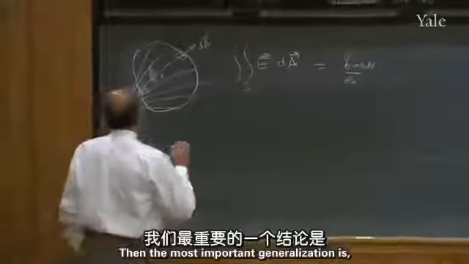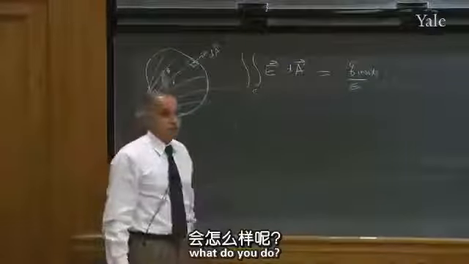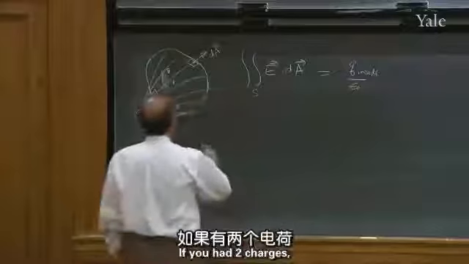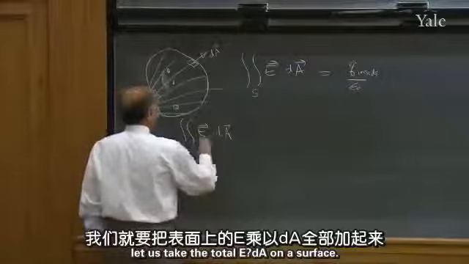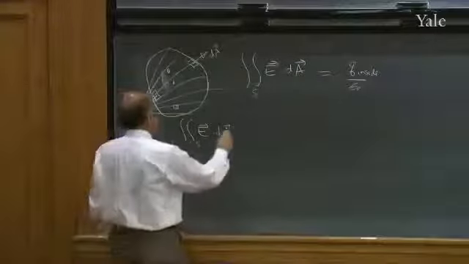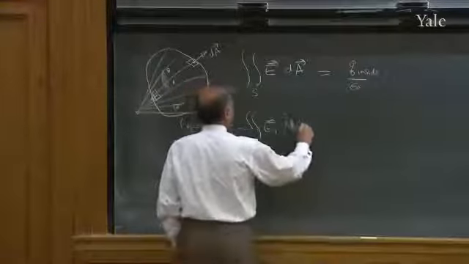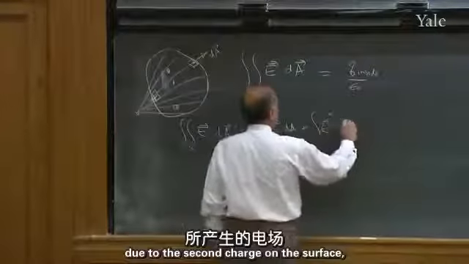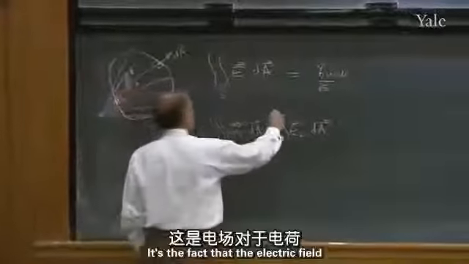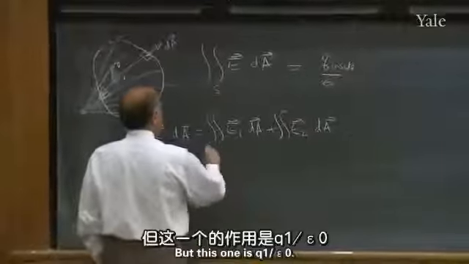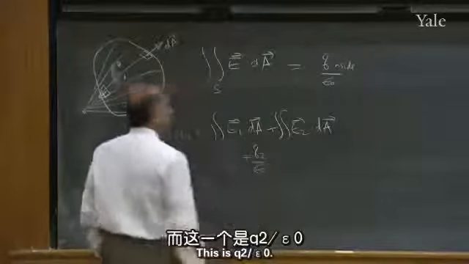Then the most important generalization is, if instead of one charge, I had two charges, what do you do? If you had two charges, let us take the total electric field dot dA on a surface. But the total electric field is the electric field due to the first charge on that surface plus the electric field due to the second charge on the surface, thanks to superposition. It's the fact that the electric field is additive over charges. But this one is Q1 over epsilon 0. This is Q2 over epsilon 0.